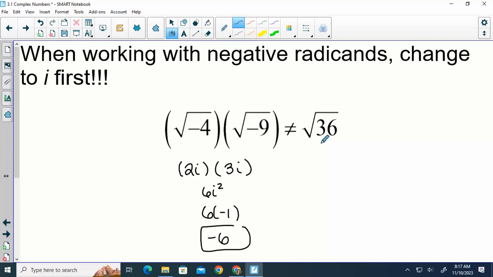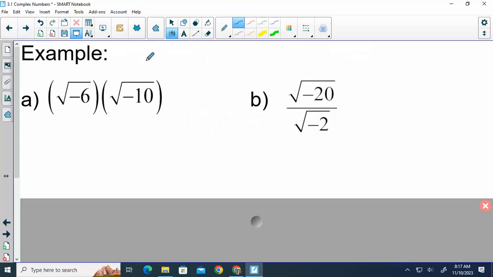Okay, so if you had just multiplied them first, the two negatives would make a positive, and the square root of 36 is positive 6. So you have to take out that i before you multiply together. All right, let's try some of those.